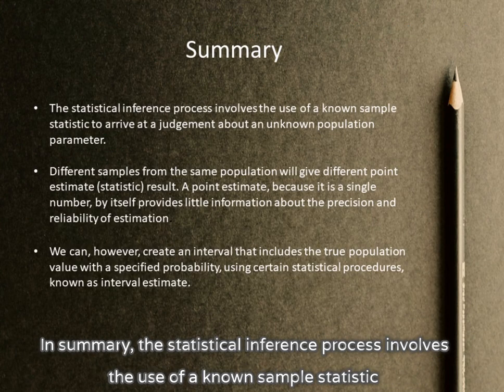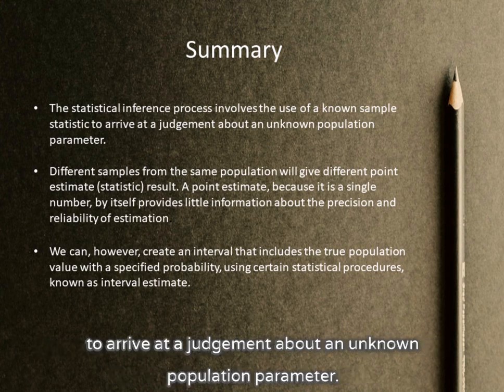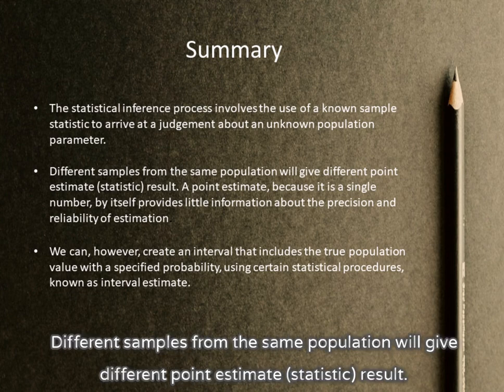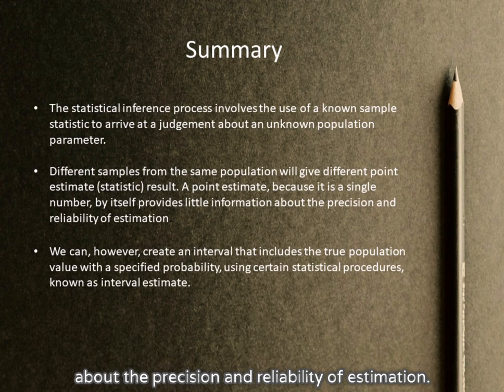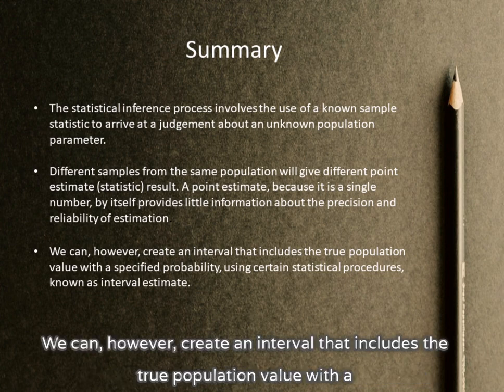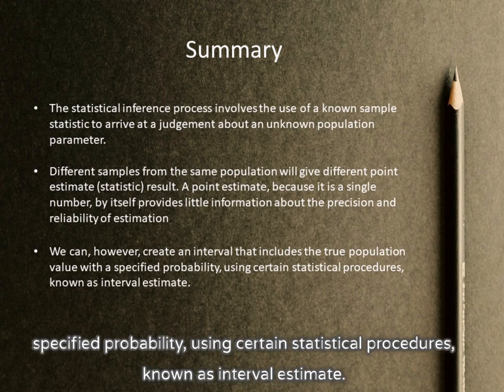In summary, the statistical inference process involves the use of a known sample statistic to arrive at a judgment about an unknown population parameter. Different samples from the same population will give different point estimate results. A point estimate, because it is a single number, by itself provides little information about the precision and reliability of estimation. We can, however, create an interval that includes the true population value with a specified probability, using certain statistical procedures, known as interval estimate.